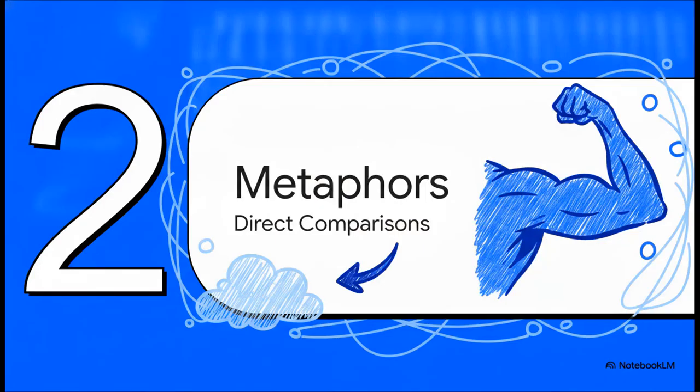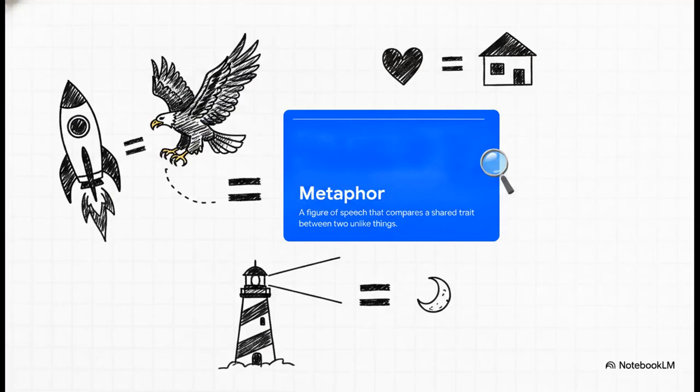Moving right along to section 2, metaphors, which are direct comparisons. If a simile is a gentle comparison, well, a metaphor is its much stronger, way more assertive sibling. A metaphor compares a shared trait between 2 unlike things, but it completely drops the words like or as. So instead of saying something is like something else, a metaphor boldly claims that one thing is another. It emphasizes the relationship in a really direct way.